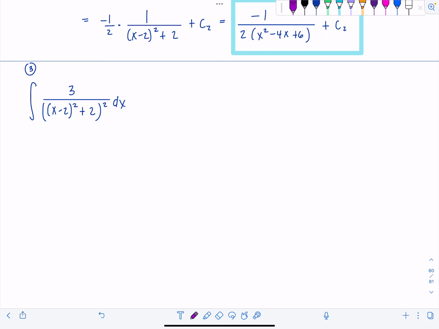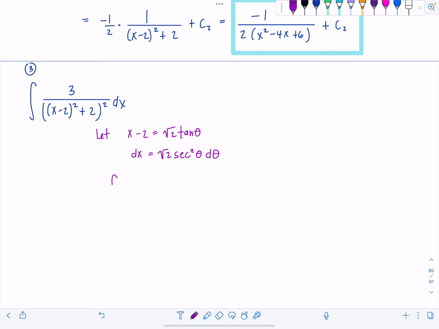What substitution is appropriate? Well, we've got a variable squared plus a constant. So here we go. It's tangent time. Let x minus 2 equal rad 2 tan theta. If you're rusty on the trig sub, I got a video for you, so check out the description box. I have all the links there. Let's take the derivative. dx is going to be rad 2 secant squared theta d theta.